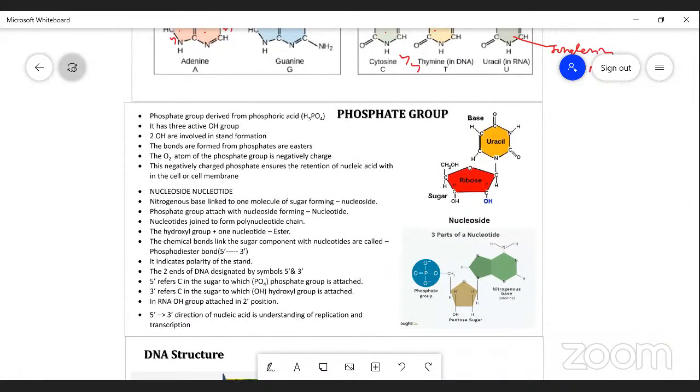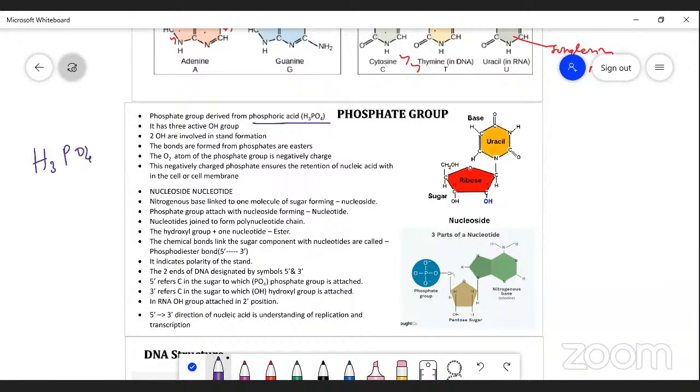Next one, phosphate group. The phosphate group is derived from the phosphoric acid. The phosphoric acid symbol is H3PO4. From which one are the phosphates derived? The phosphates are derived from the phosphoric acid. It has 3 active OH groups. That is one more question in the NEET exam. There are 3 active OH groups present in the phosphoric acid.